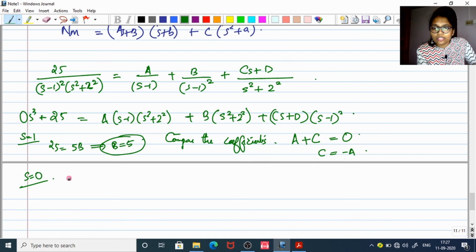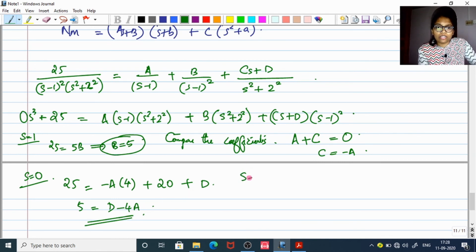When s is equal to 0, 25 is equal to 0 minus 1, which is negative 1. Negative 1 into a is negative a, into 4, plus 4 into b is 4 into 5, which is 20, plus c into 0, plus d into negative 1 whole square, which means simply d itself, isn't it? D into 1 is d itself. So 25 minus 20 is 5, equal to d minus 4a.